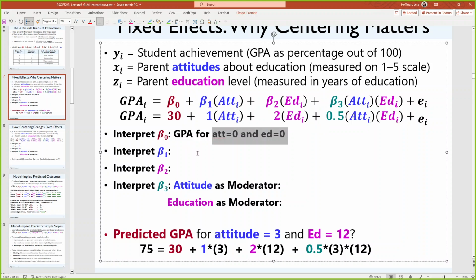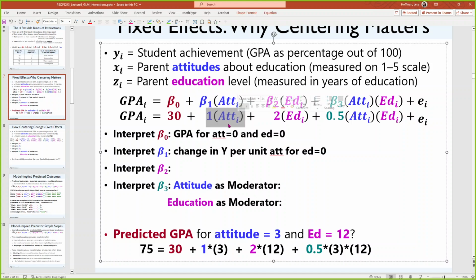Let's move on. All right, beta 1. Beta 1 is the slope of attitudes. So I would say this is the change in Y per unit of attitude. Do you have to mention the being conditional? I have to add the conditionality. For education equals 0, because that is the point where this would be the only thing that creates a slope of attitude, because that would drop out.